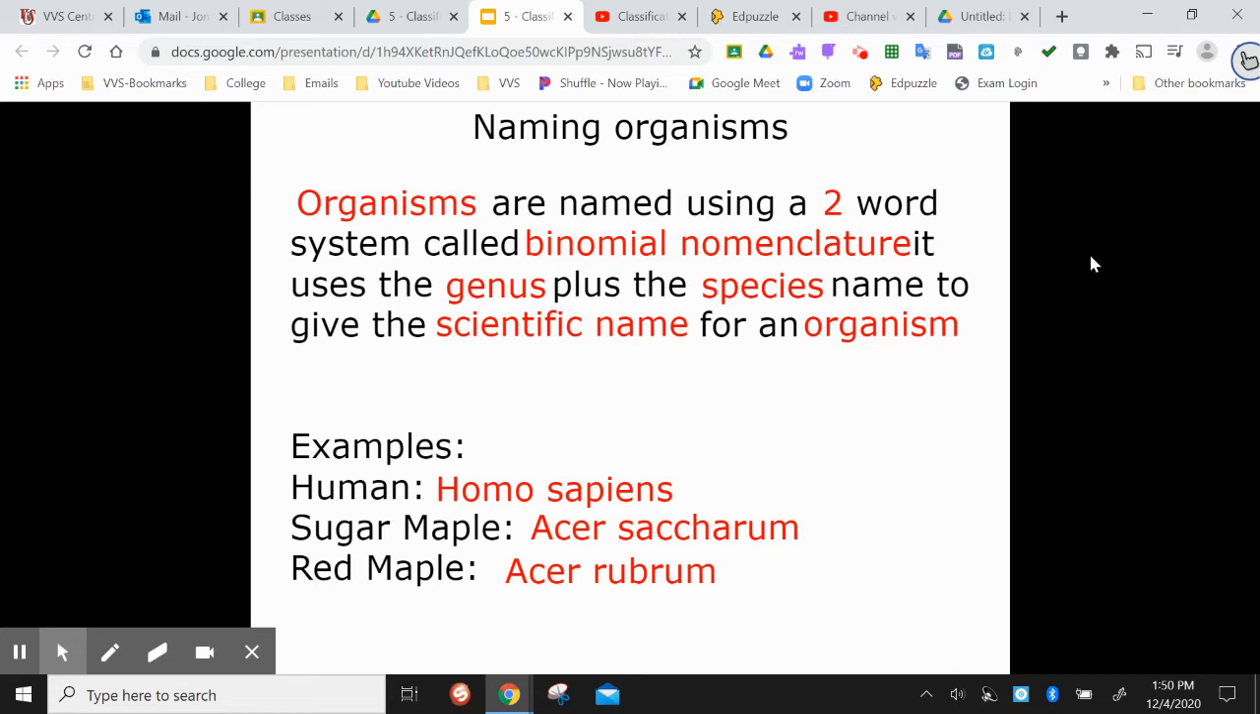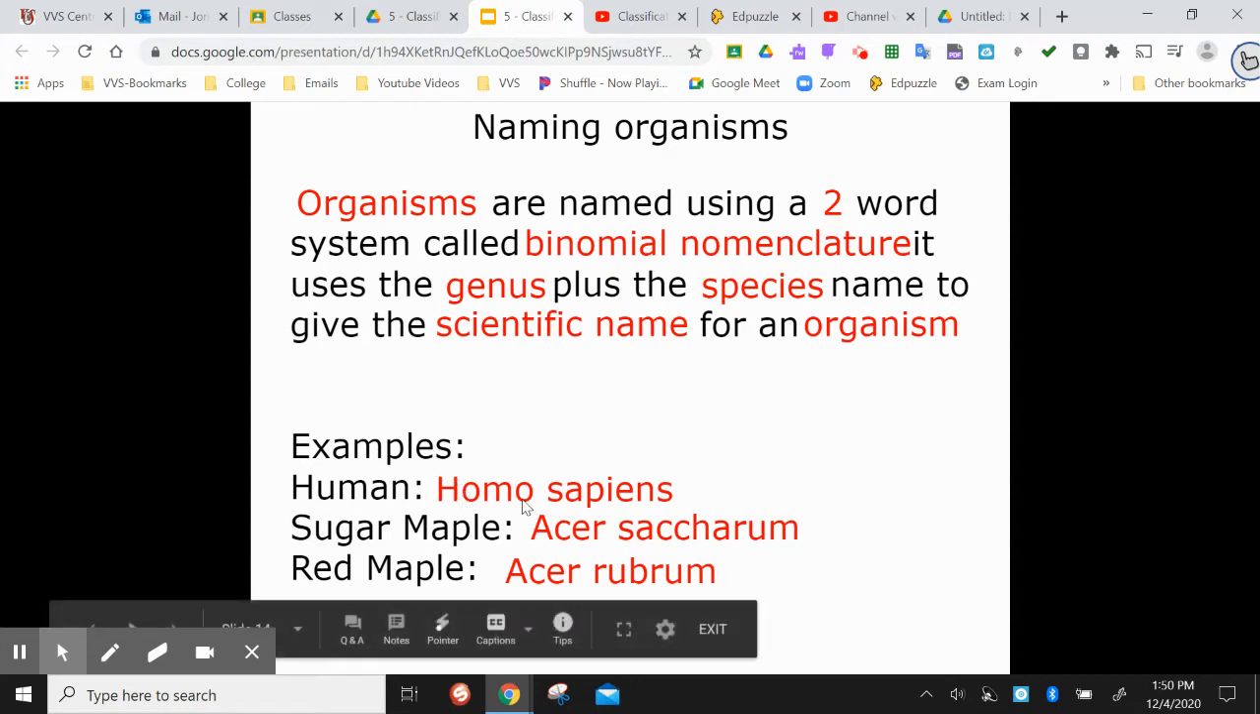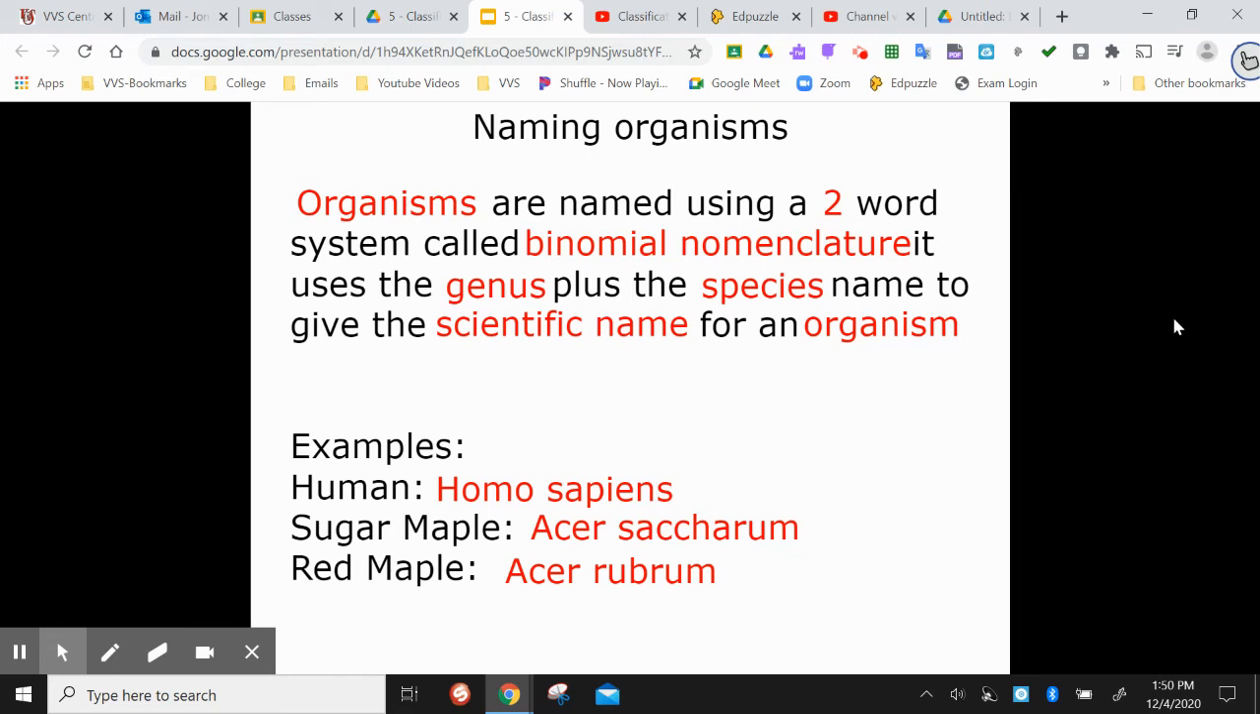Homo is the genus that we belong to. Sapiens is the species that we belong to. And notice that the genus is capitalized and the species is lowercase. It's always done like that. All right. Sugar maple is Acer saccharum. Acer is the Latin word for maple. And sugar, saccharum, you've heard of saccharide maybe? Saccharum is the Latin word for sugar. And then we also have red maple as an example. Acer, again, the Latin word for maple. And rubrum is the Latin word for red. Right? Again, notice genus, capital letter, then species, lowercase.